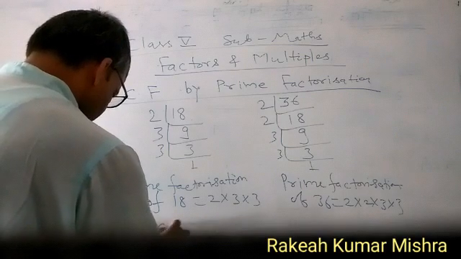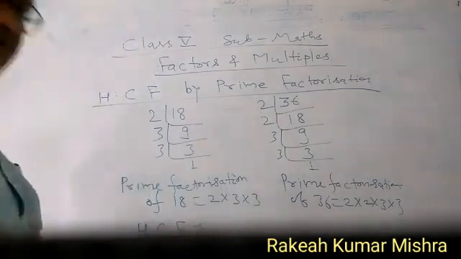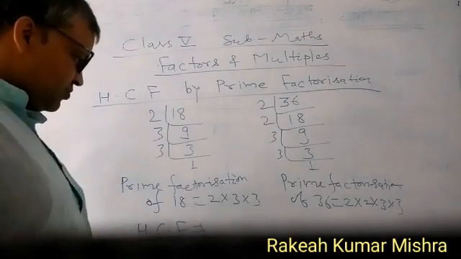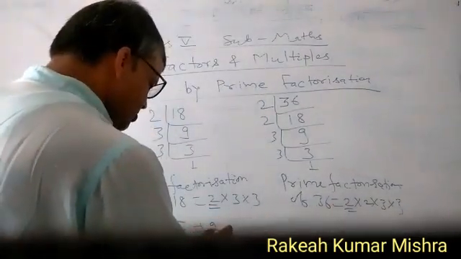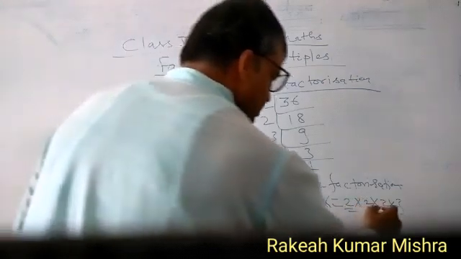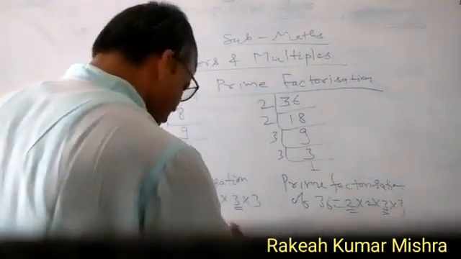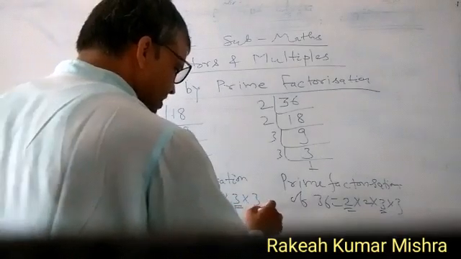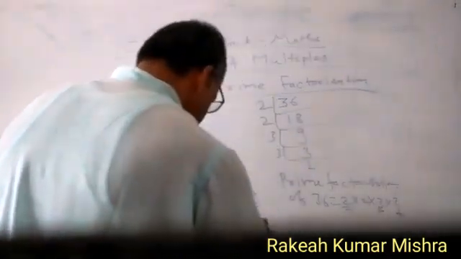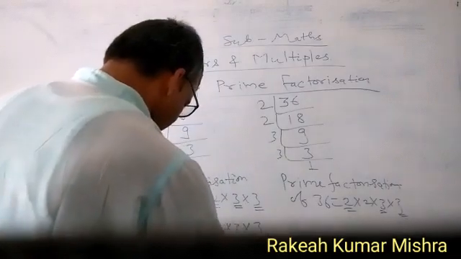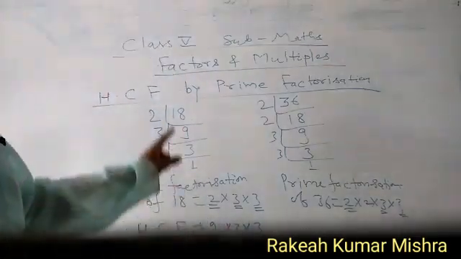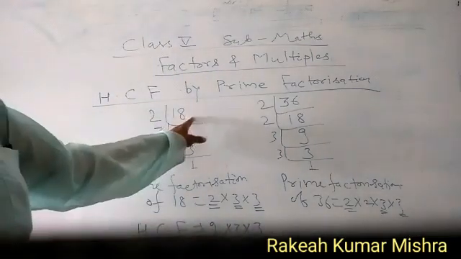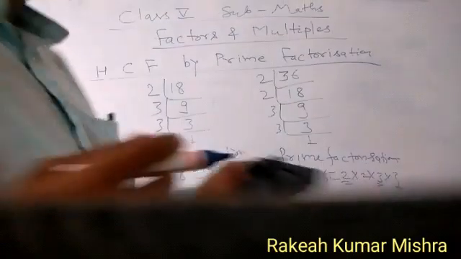Now we write HCF. HCF, you know, is the highest common factor. 2 is common, so we write here 2. 3 is common, so we write by multiplying 3. This 3 is also common, so we write by multiplying 3. What will it be? 2 threes are 6, 6 threes are 18. Like this, HCF of 18 and 36 is clear by the prime factorization method.